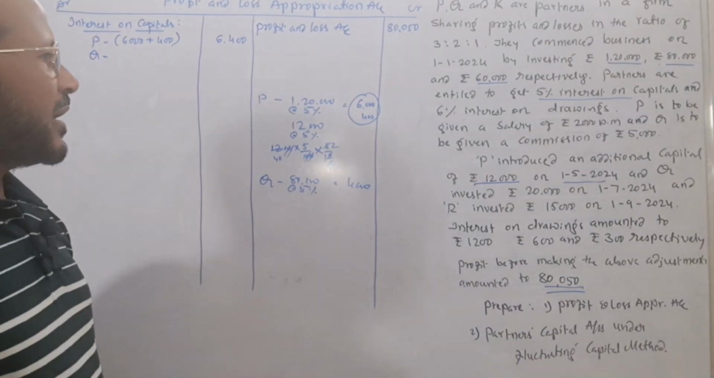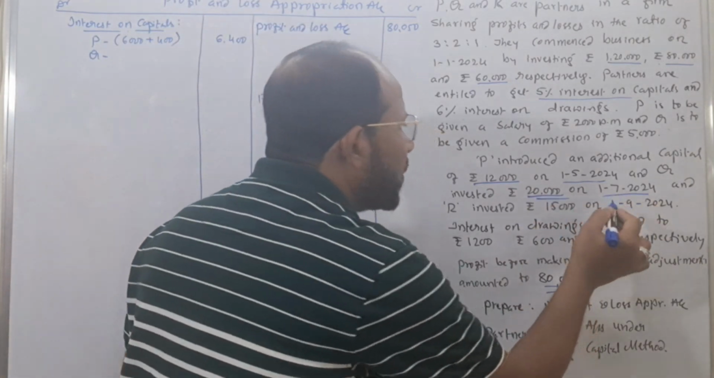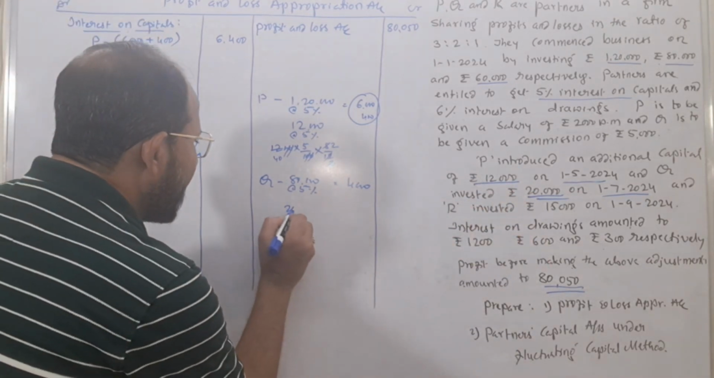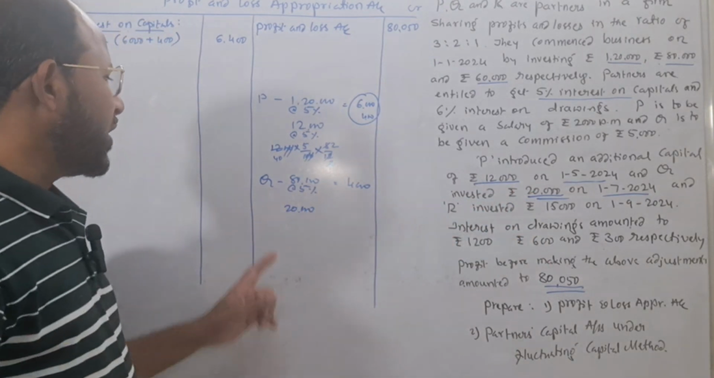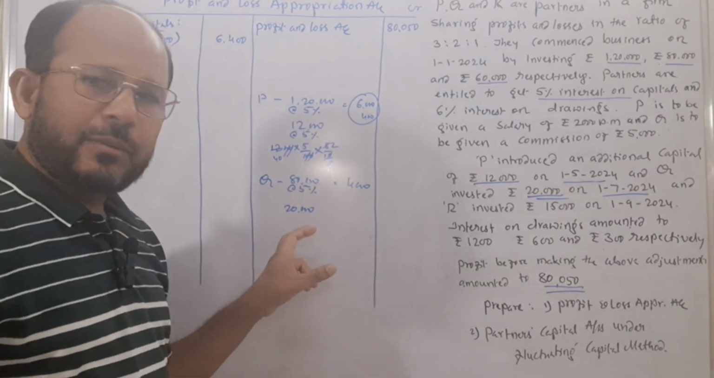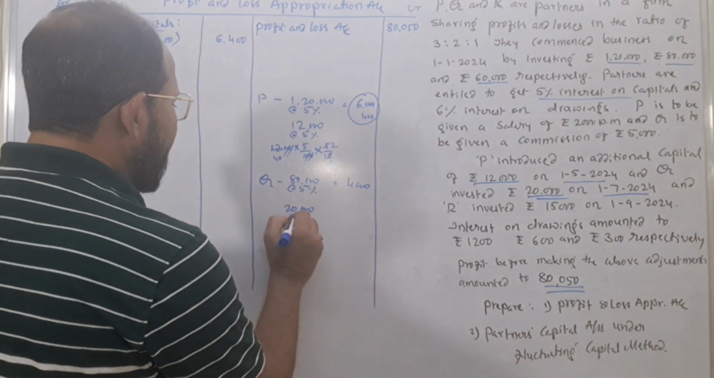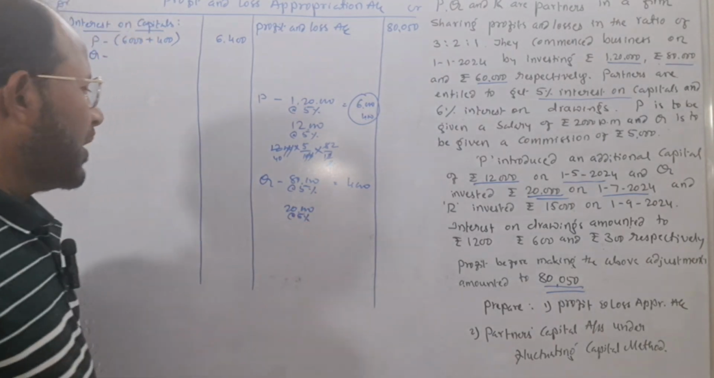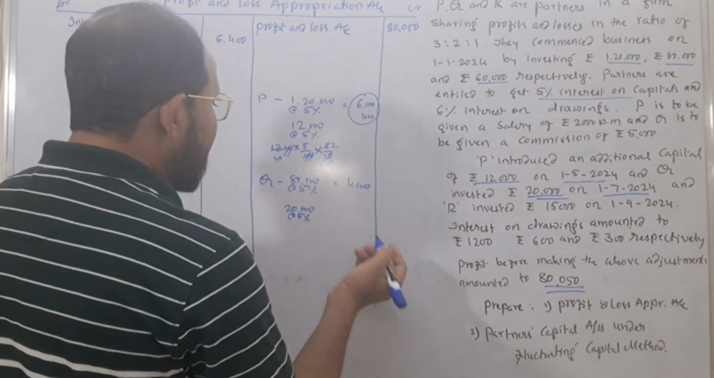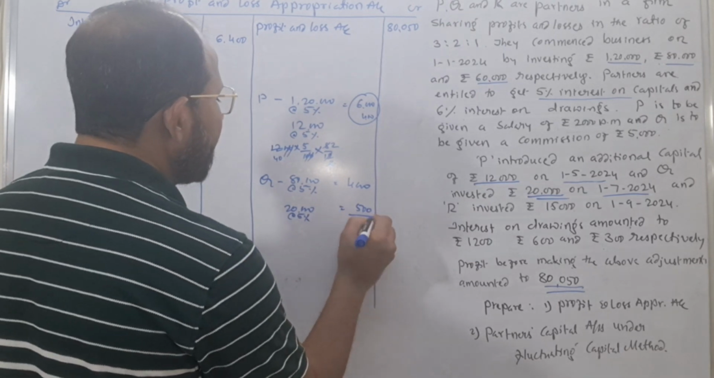Next one is he has also invested an additional capital of rupees 20,000 on 1st July 24. See here, rupees 20,000, that is the additional capital, is invested by Mr. Q on 1st July. Means here this amount is used in the business only for 6 months. That is why here for 6 months at 5% we need to calculate. Here 5% of 20,000 comes to rupees 1,000 for 1 year. Therefore, for 6 months it comes to rupees 500.